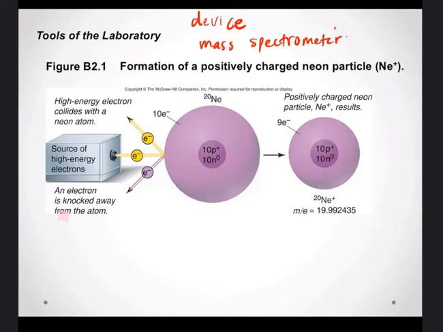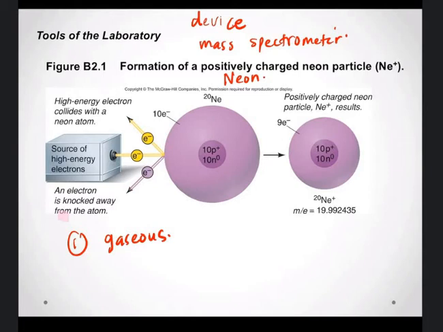Okay, so first thing that you need to know about mass spectrometer, our sample injected into mass spectrometer must be in gaseous form. Dia mesti in gaseous form. So what we have in figure B2.1 here, our sample is actually neon. Okay, our sample is neon.